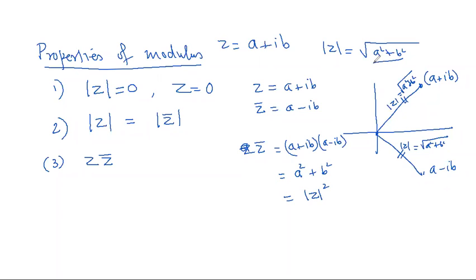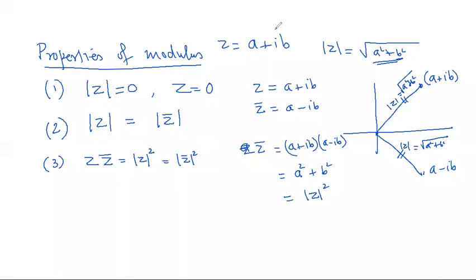Modulus z is root of a square plus b square. You square it, so it is modulus of z square. Very important formula. It can also be written as modulus of z bar square because both of them are equal. So whenever you see modulus of z square, immediately your mind should say it is z into z bar. Have you followed? Three properties are clear to you.